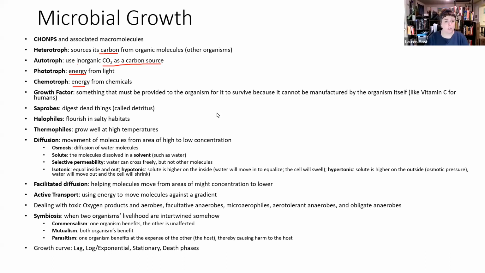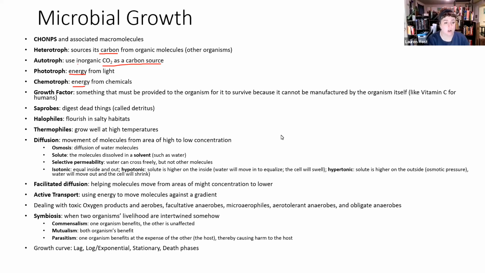Saprobes are organisms that will digest dead things. Dead stuff is called detritus. So anything that's dead and decaying, that's called detritus, or detritus, depending on how you want to pronounce it. I don't care how you pronounce it as long as you can identify it on a test. Okay.